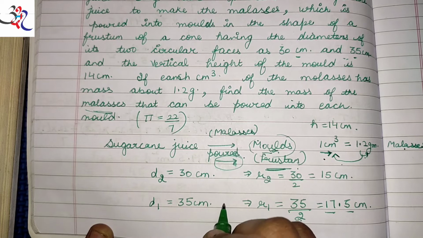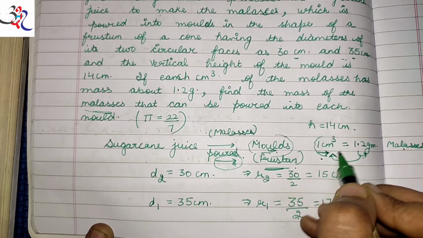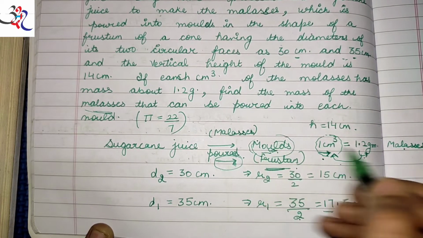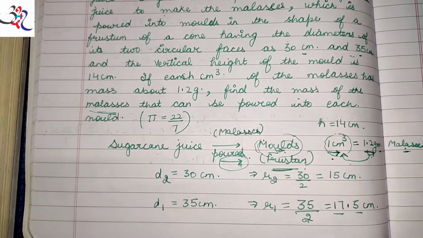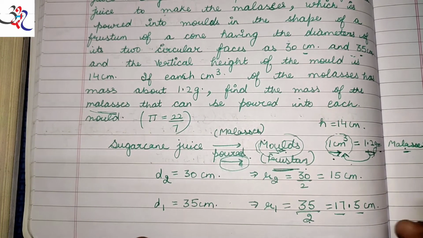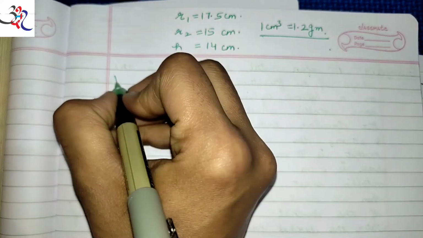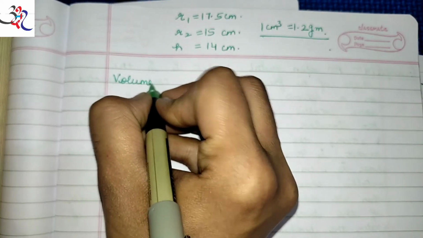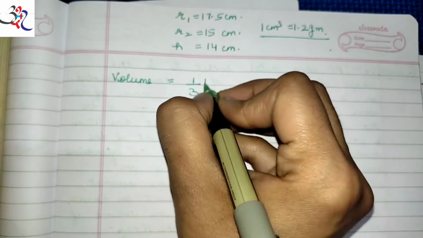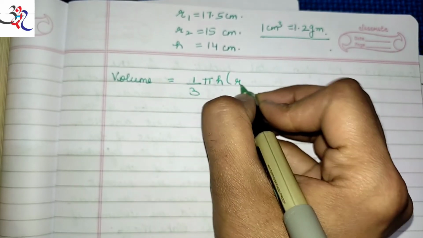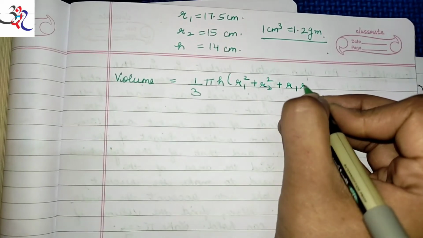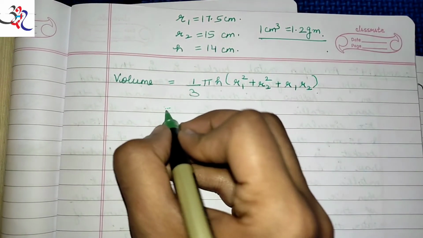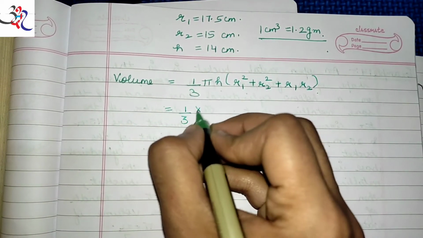So if we know the volume of the frustum, then we will be able to find the mass of the molasses. So mainly we have to find the volume of the frustum. So the volume of the frustum is given by what? Volume of the frustum is 1 by 3 pi h into r1 square plus r2 square plus r1 into r2. So just put the values in the formula.